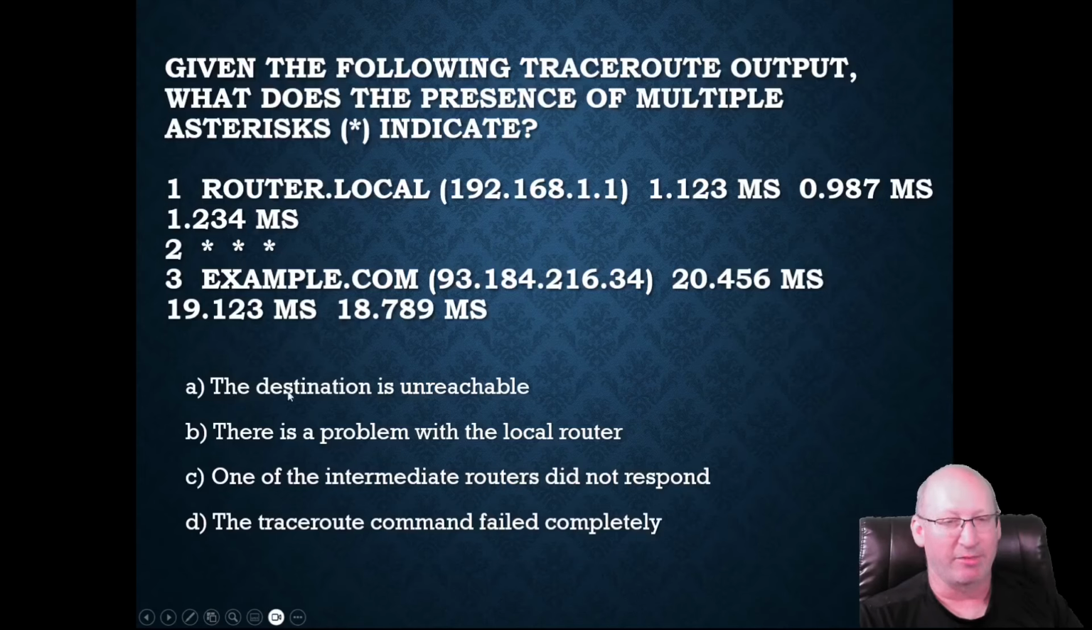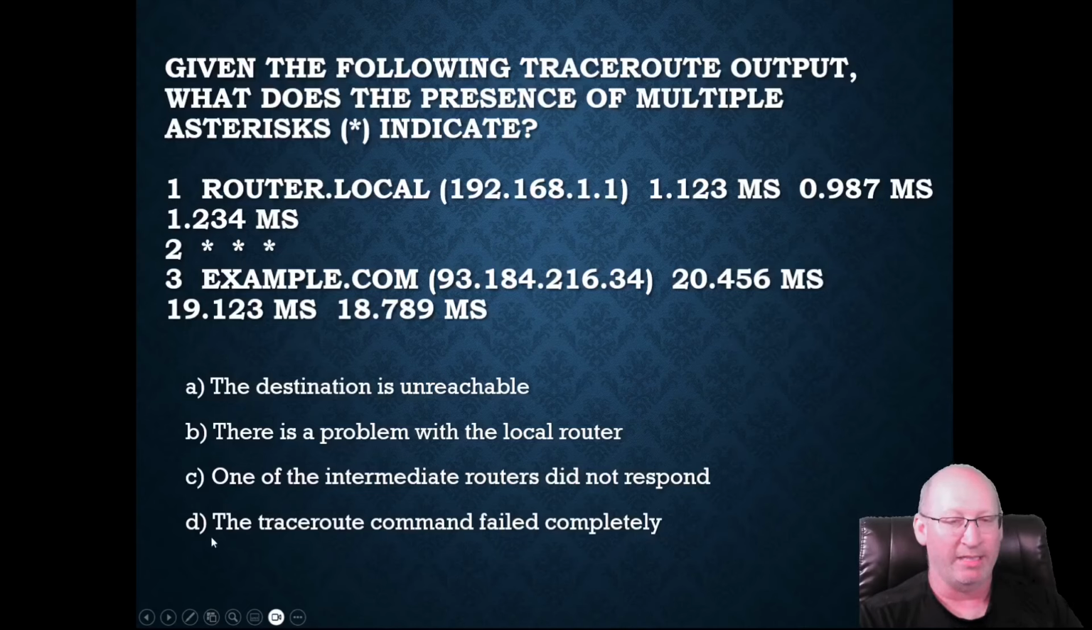The destination is unreachable. Maybe that's a decent answer. I'm going to hold that one off. There's a problem with the local router. Well, there's not a problem with the local router. We can see the local router right here, and it's providing us a response. It's providing us an ICMP response, and we're seeing the milliseconds, so definitely not a problem with the local router.